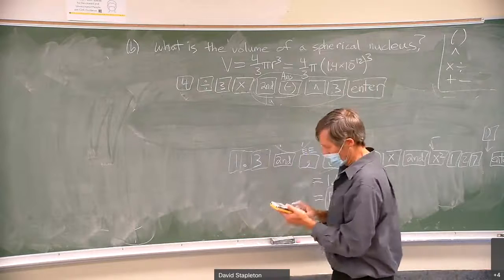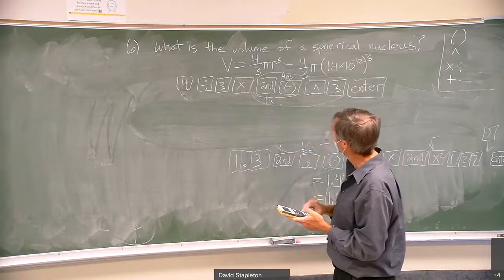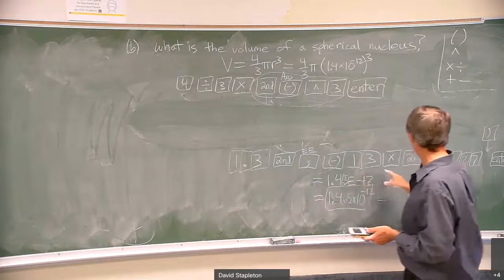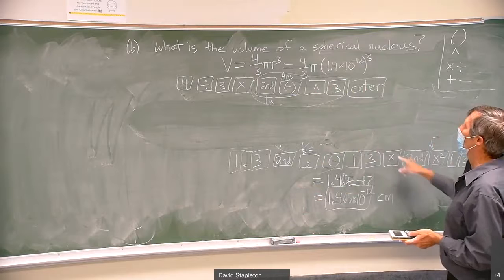I can. So it's 4 divided by 3 times, and to get pi, remember you push second caret. Did I forget my pi? No, there it is.